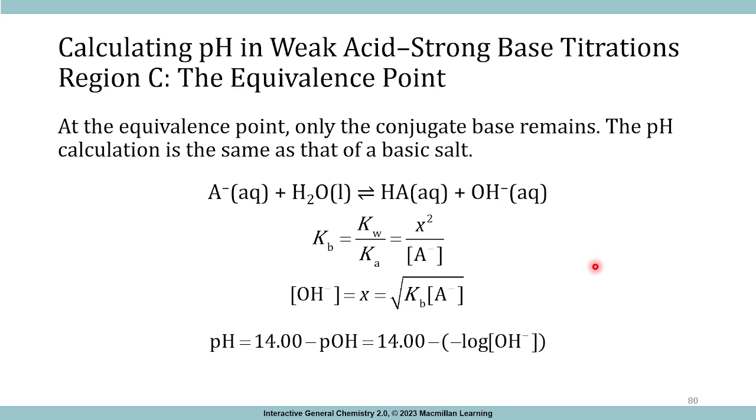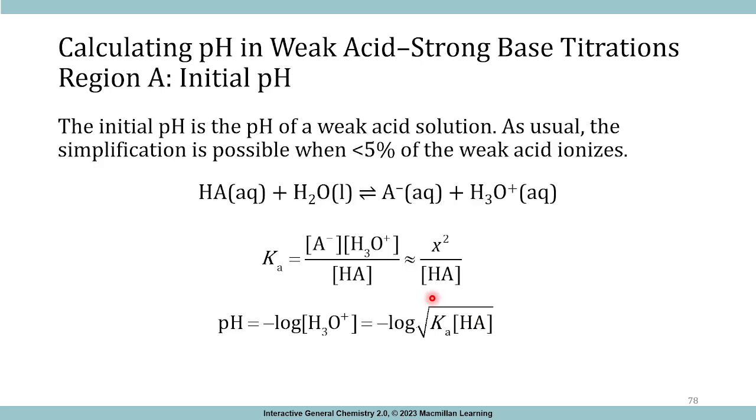Well, normally we want the pH for these things, right? And so we take the pH formula, 14 minus the pOH, and we can substitute that in. So we're going to end up taking 14 minus the negative log of this OH minus concentration, x. Okay? And so you can very quickly go back and forth. Notice, by the way, here, this square root of Kb times the conjugate base concentration. Do you see that? Notice region A.